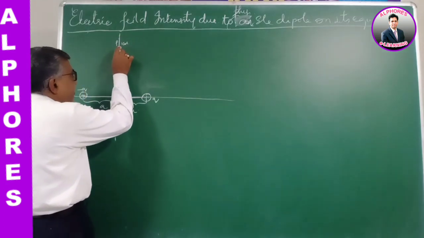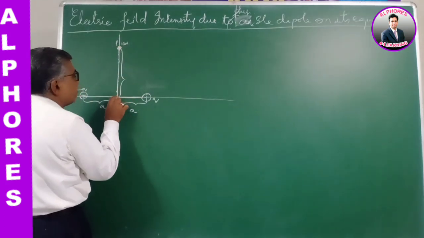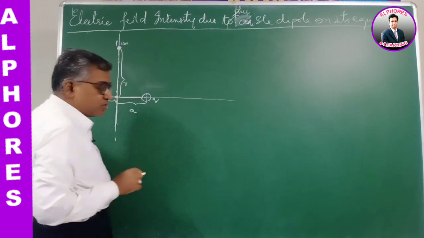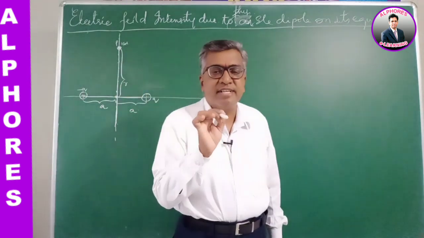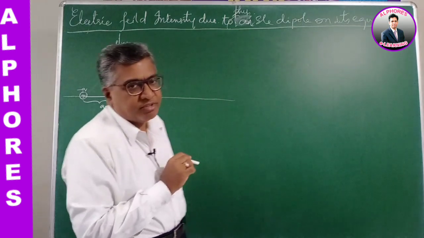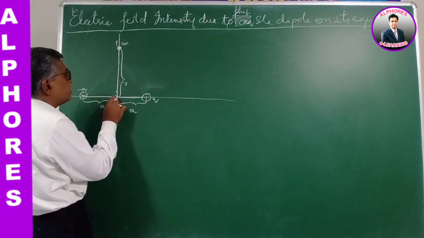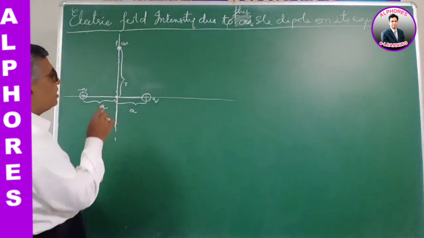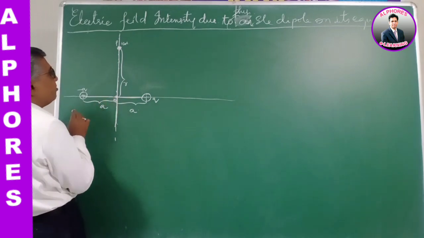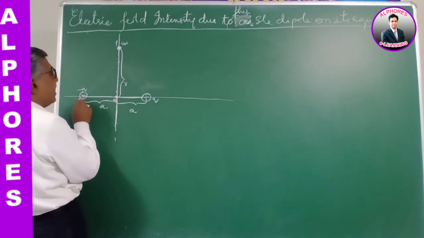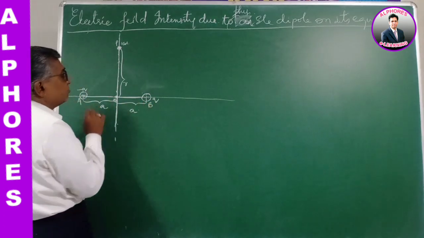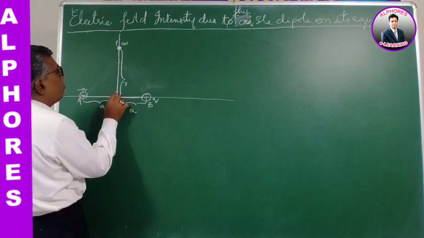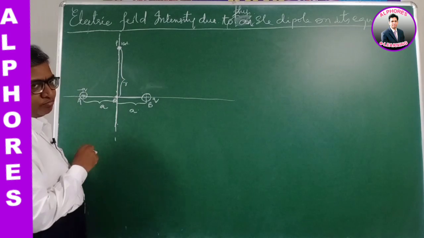Let this point be at a distance r from the center of the dipole. I was warning you, all distances must be measured from the midpoint of the dipole. Let this midpoint of the dipole be O. Let this point be A and this point be B. So this is O, and OP is r.